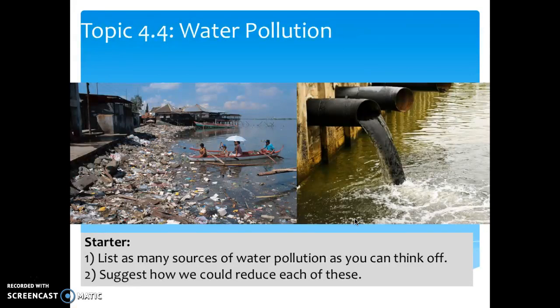So today, to start off, there should be a lot of familiar information from previous units, but start off by listing as many sources of water pollution as you can think of, and then try and figure out how we could try to reduce each of these pollutants. So pause here, do that, and then come back.